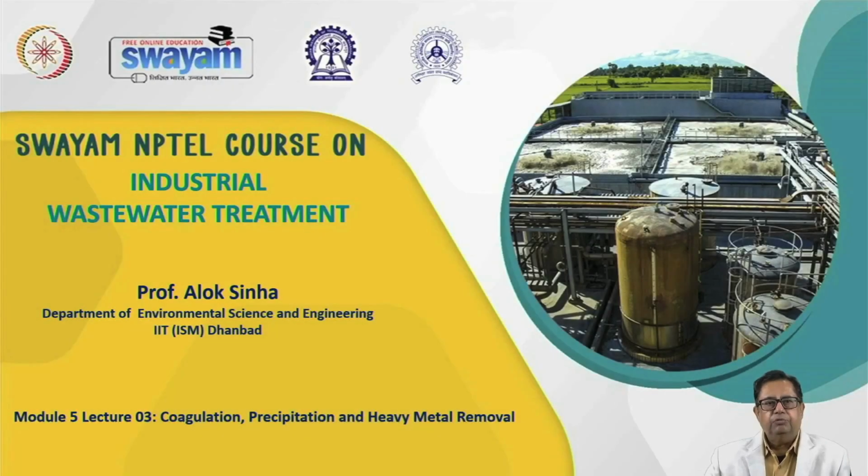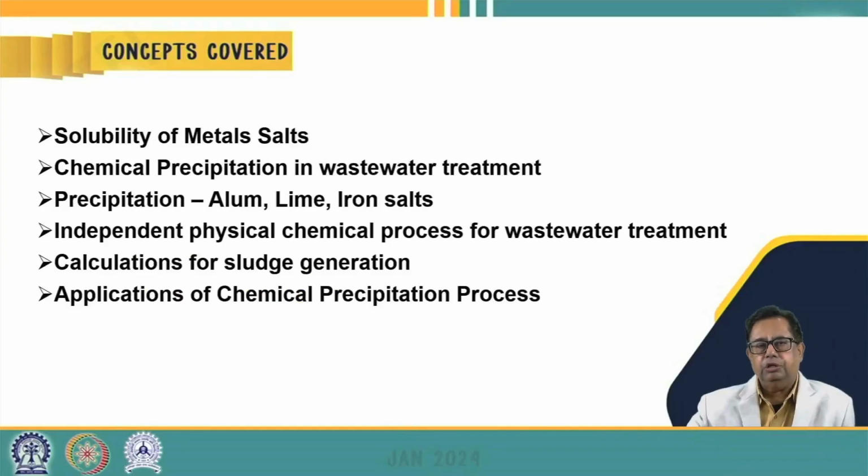So welcome back. We are in module 5, lecture 3, and we are discussing the coagulation, precipitation and heavy metal removals by using the different processes. Here we will be talking about the concepts on the solubility of the metal salts. We'll talk about the chemical precipitation in the wastewater treatment. We'll talk about the precipitation by using alum, lime and iron salts.